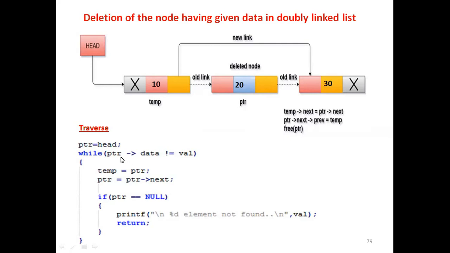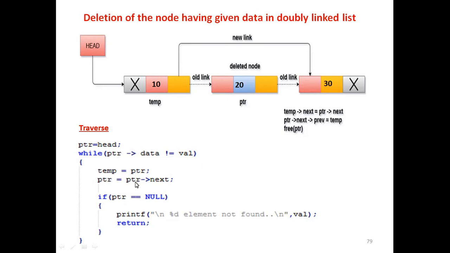Okay, so is it satisfied? This condition is satisfied, which means val is not equal to data. So PTR arrow data not equals to val, this condition is satisfied, yes or no? Yes. This condition is satisfied because PTR arrow data is 10 and val is 20, and this is not matching. And if this condition is true, then what to do? We are assigning temp equals to PTR. So in temp we are assigning the value of PTR. The value of PTR is the address of this node, and temp is also assigned this node's address. So temp equals PTR. And then what we are doing?